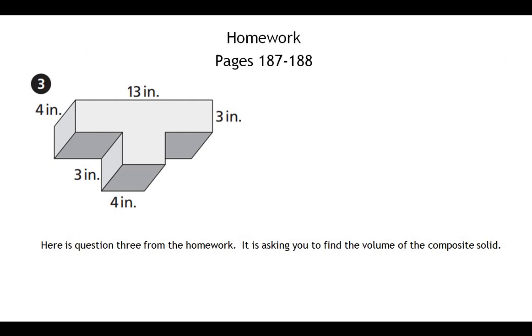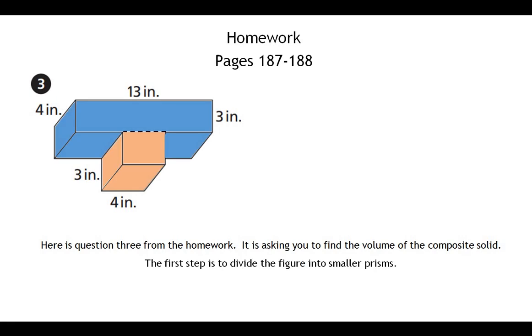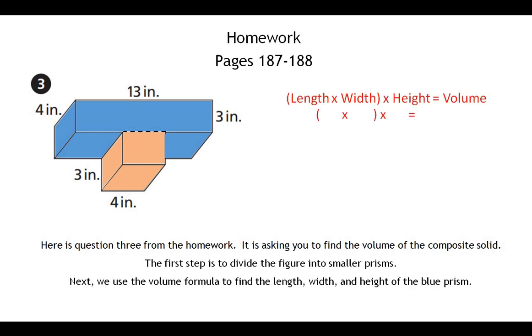Here is question 3 from the homework. It is asking you to find the volume of the composite solid. The first step is to divide the figure into smaller prisms. Next, we use the volume formula to find the length, width, and height of the blue prism. We multiply to get the volume.